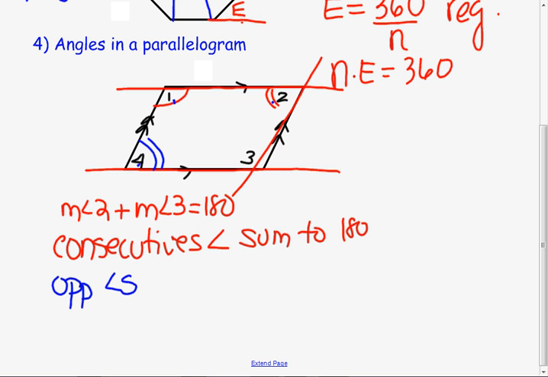Sorry. Opposite angles in a parallelogram are congruent.